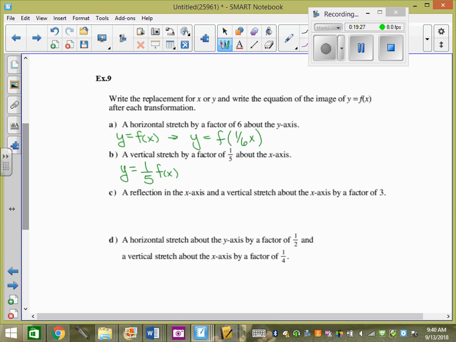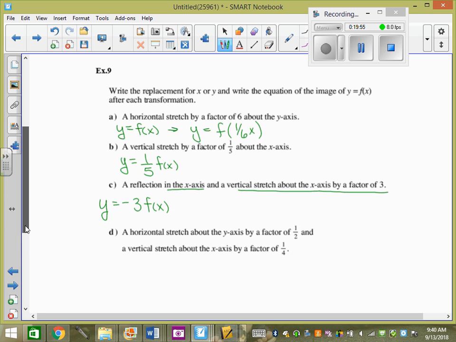A reflection in the x-axis and a vertical stretch in the x-axis by a factor of 3. What would we get? Yep, f of x. Because it's a reflection in the x, it affects the y, and it's a vertical stretch, so it goes in front.